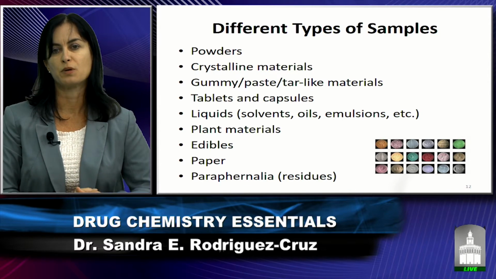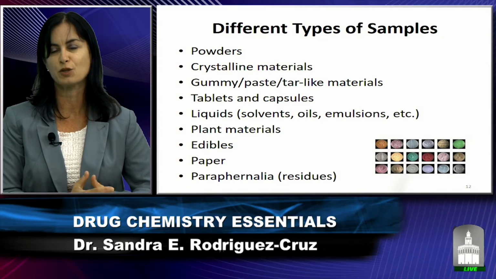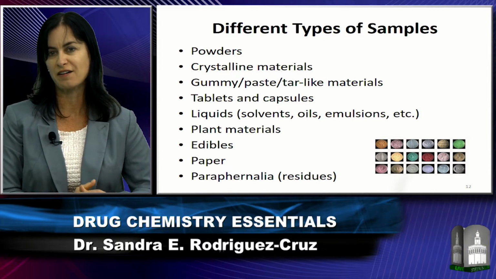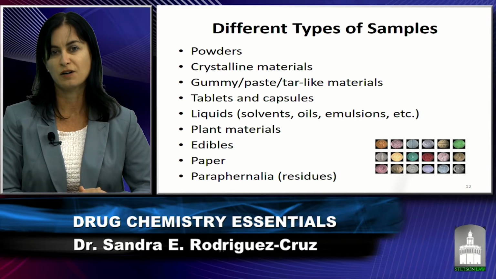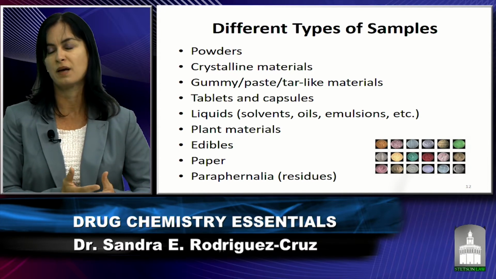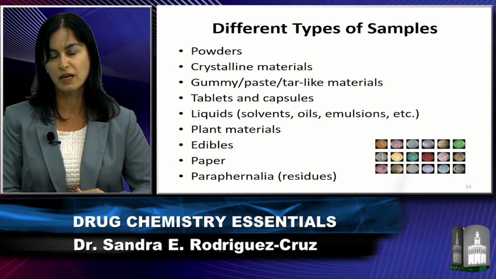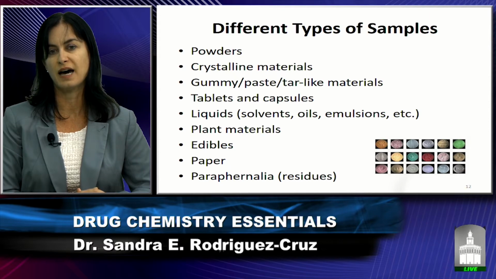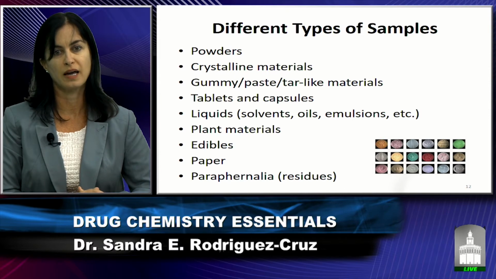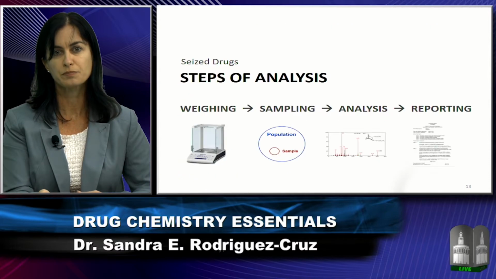We have different types of samples that come into the laboratory. Not everything is a white powder, and powders can come in different colors. We could also have crystalline materials as well as gummy, paste, and tar-like materials that are very hard to handle. Tablets and capsules may come from a single unit into the thousands of submissions. Liquids also get routinely analyzed by the laboratory, as well as plant materials, edibles, and paper and paraphernalia that may be found at a crime scene.